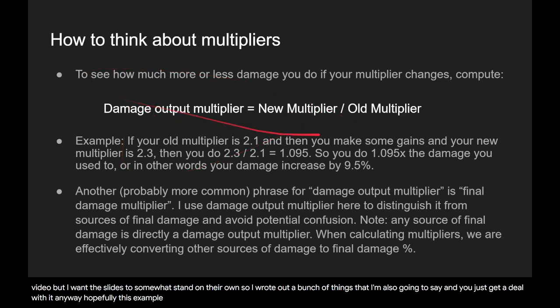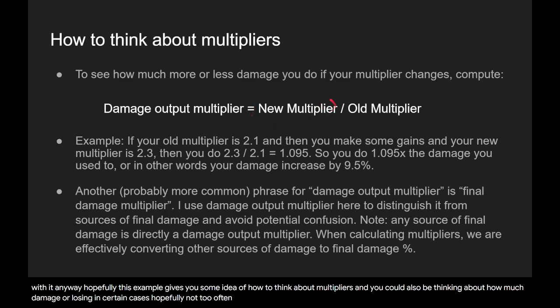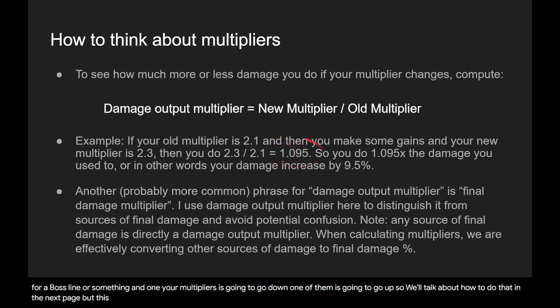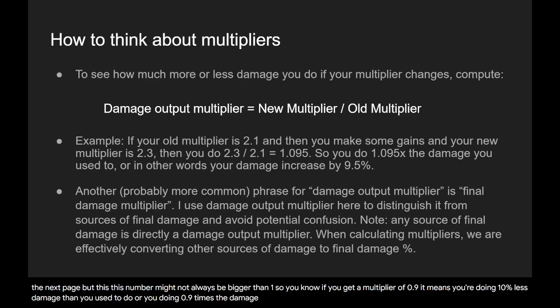Anyway, hopefully this example gives you some idea of how to think about multipliers. You could also be thinking about how much damage you're losing in certain cases, hopefully not too often. But especially if you're trading one thing for another, like you're trading an IED line for a boss line or something, one of your multipliers is going to go down, one of them is going to go up. We'll talk about how to do that on the next page, but this number might not always be bigger than 1. So if you get a multiplier of 0.9, it means you're doing 10% less damage than you used to do, or you're doing 0.9 times the damage that you used to do.